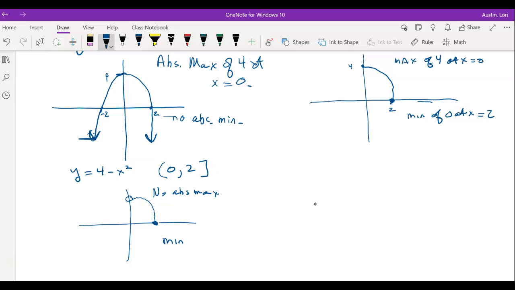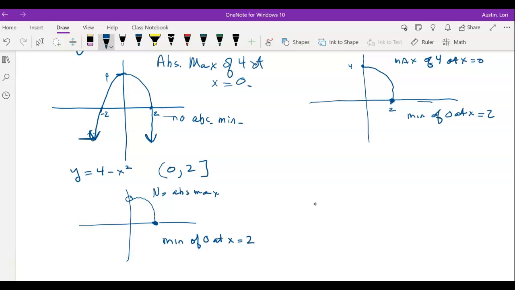And how do I write it? 0 at x equaling 2. So part of this is to get it ingrained in your head how to write absolute maxes and mins correctly. A lot of students want to give the xy coordinate.